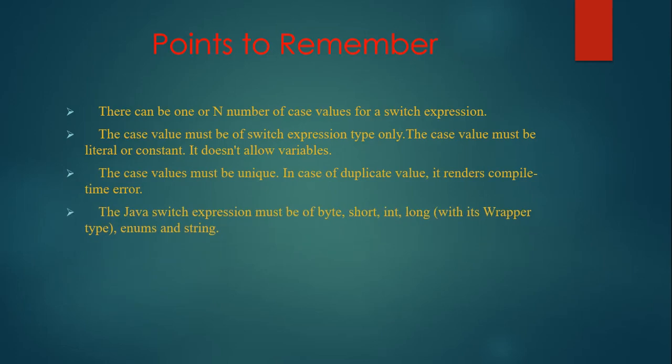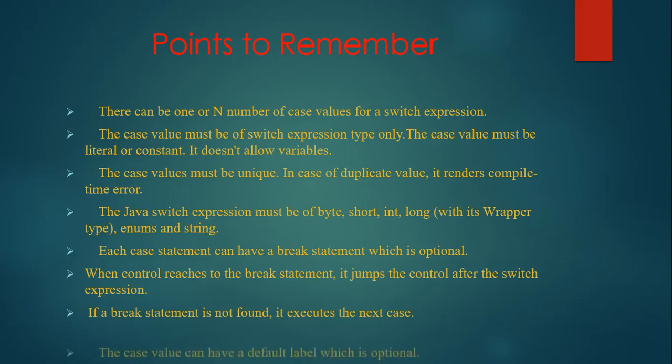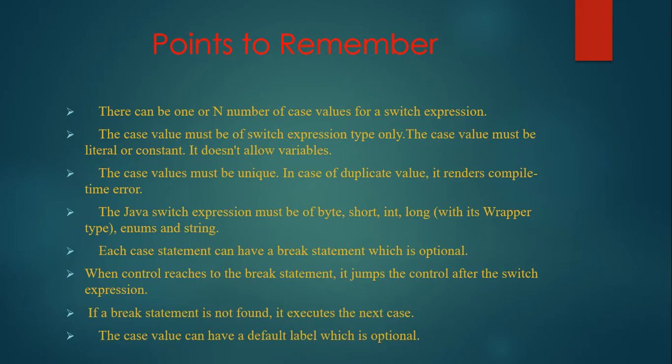The Java switch expression must be of byte, short, int, long with their wrapper types, enums and strings. Each case statement can have a break statement, which is totally optional. When control reaches the break statement, it jumps to after the switch expression. If a break statement is not found, it executes the next case. The switch statement can have a default label which is optional.